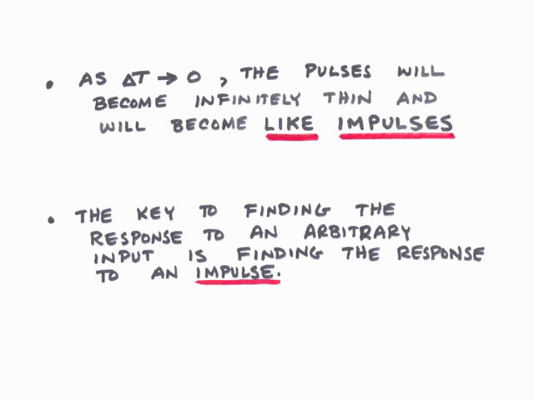So here's the last piece of this idea. As delta t goes to 0, the pulses will become infinitely thin and will become like impulses. So I think you can see now why the impulse response is so important to us. So to summarize, the key to finding the response to an arbitrary input is to find the response to an impulse.